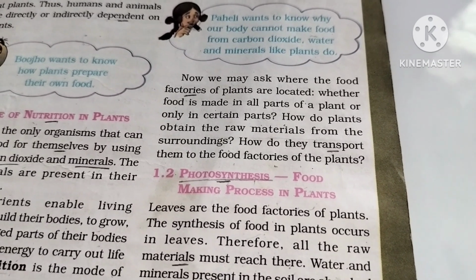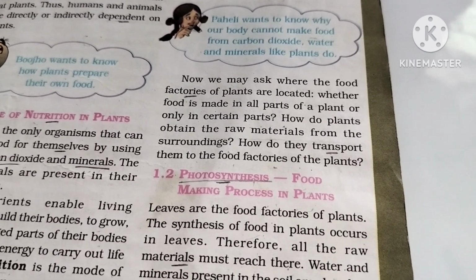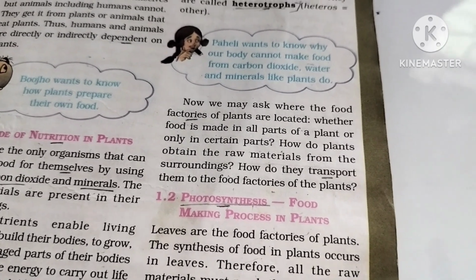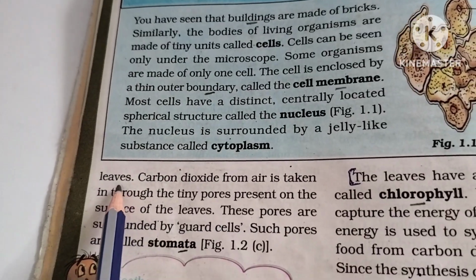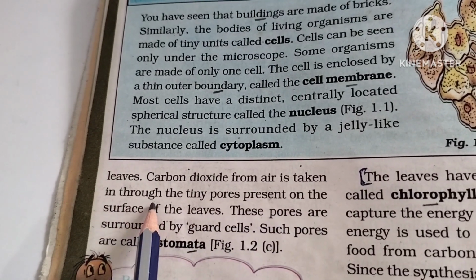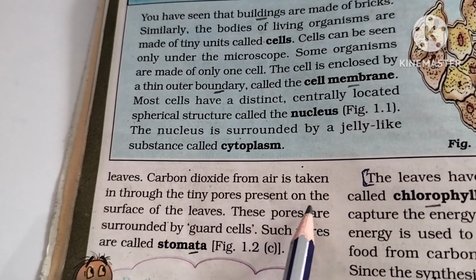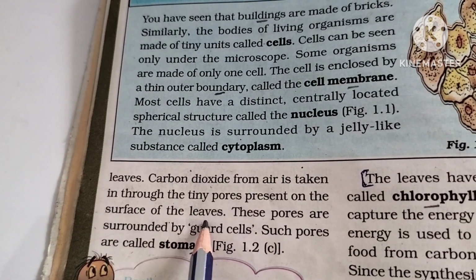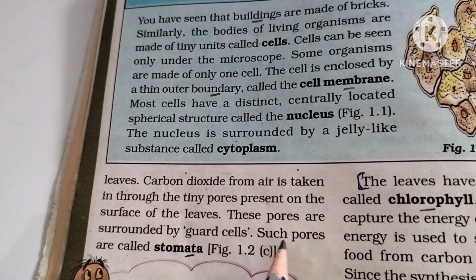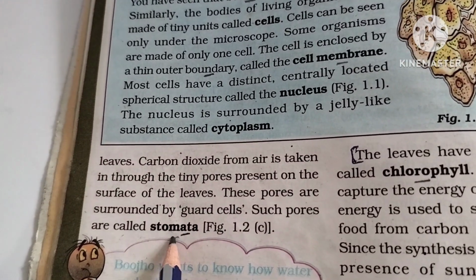Water and minerals present in the soil are absorbed by the roots and transported to the leaves. Carbon dioxide from air is taken in through the tiny pores present on the surface of the leaves. These pores are surrounded by guard cells. Such pores are called stomata.